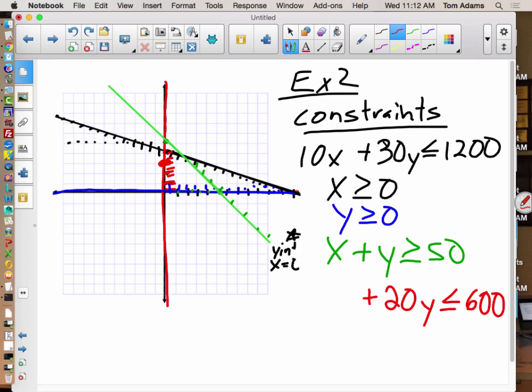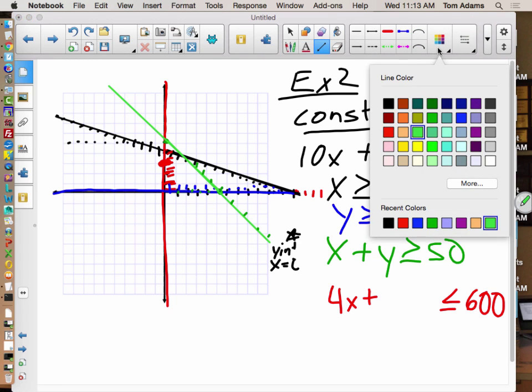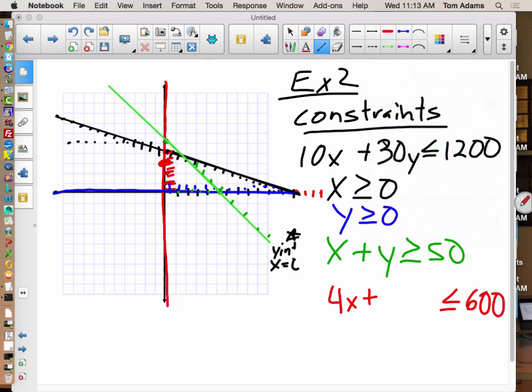Then, if I plug that back in, I've got 4x. To find my x-intercept, my y goes to 0. 0 times 20 is 0. So what's that? That's actually 150, right? So I got to go 1, 2, 3, 4, 5, 6. This was 120, 130, 140, 150. So again, I'm going to draw my straight line between those two intercepts. I'm going to go from this point here all the way to this point here. All right?